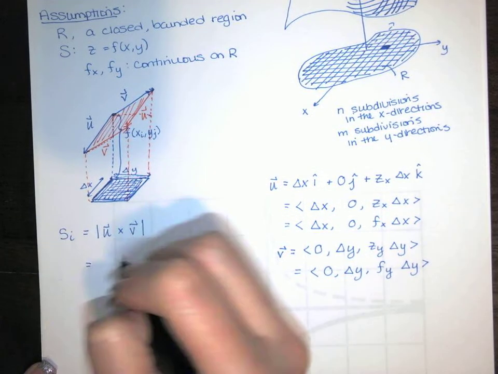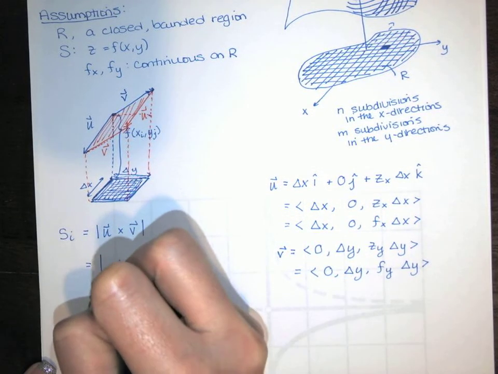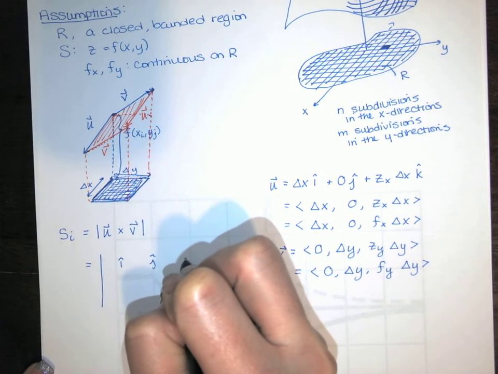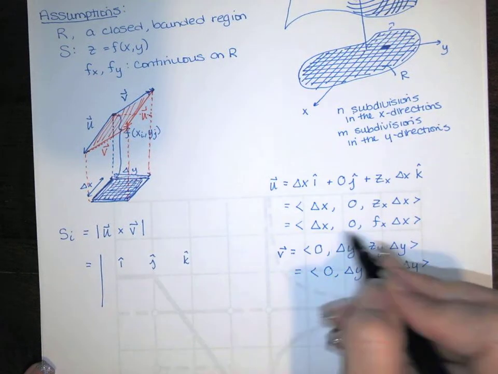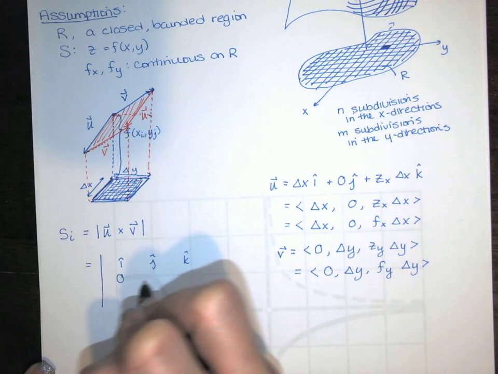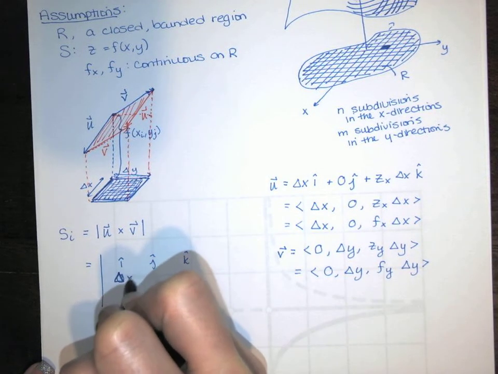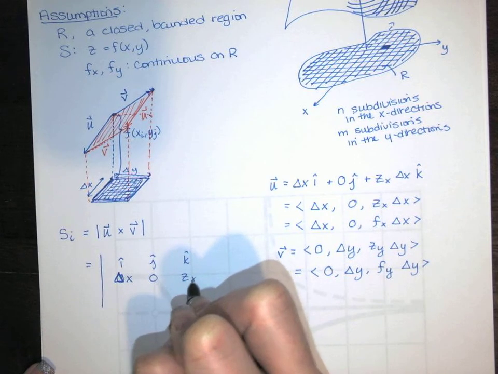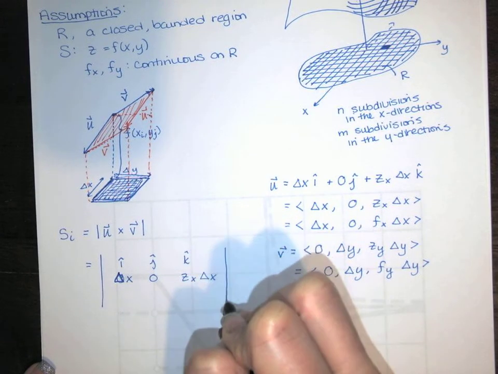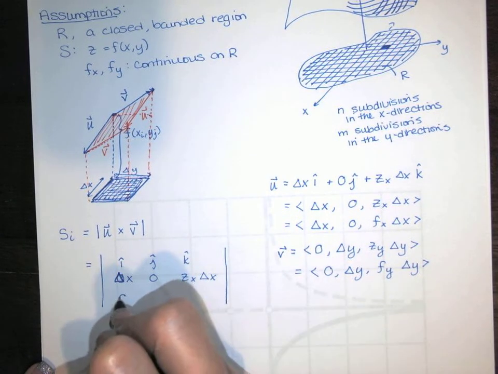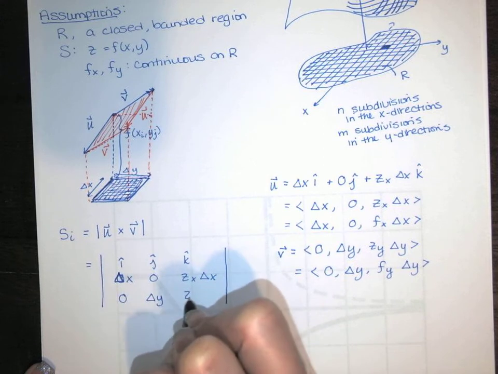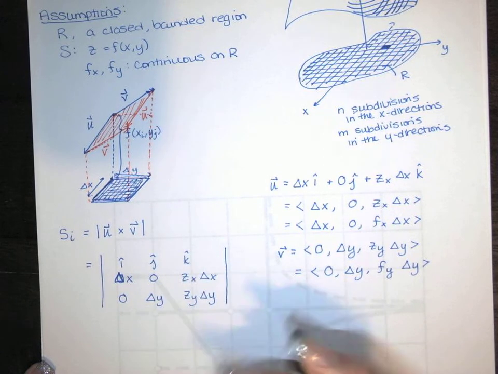Well, first I need to find the cross product, and then I'll take its magnitude. So my components of u are delta x, 0, and the partial of z with respect to x times delta x. The components of v are 0, delta y, and the partial of z with respect to y times delta y.